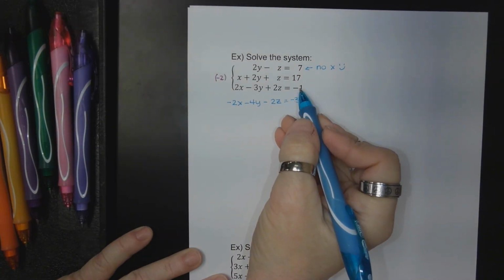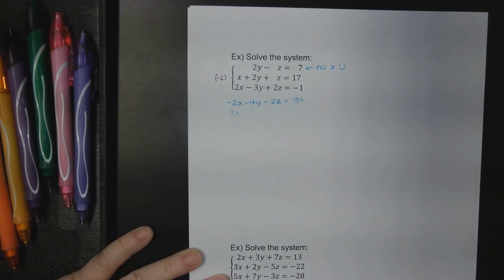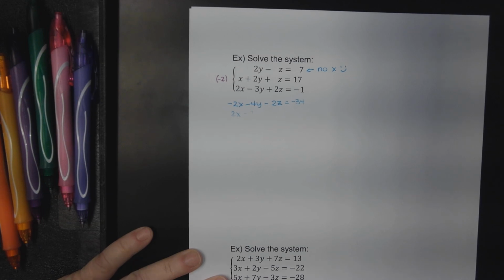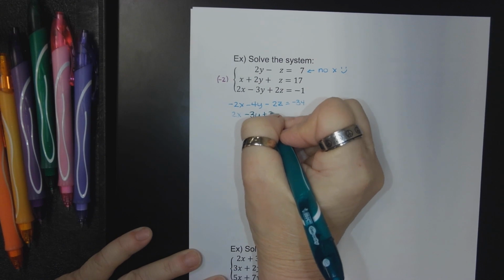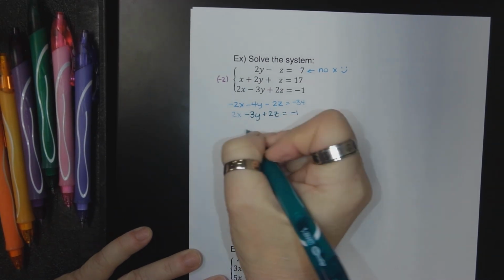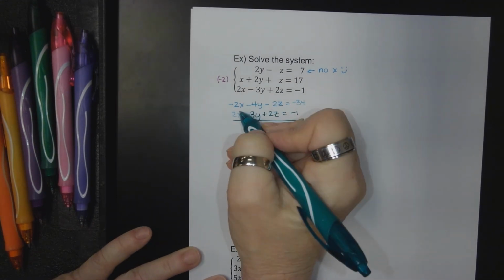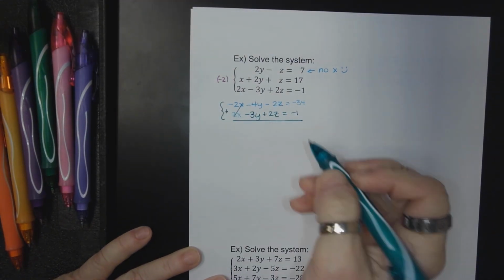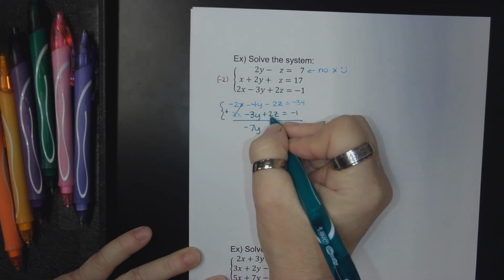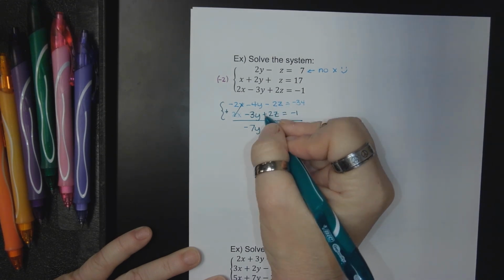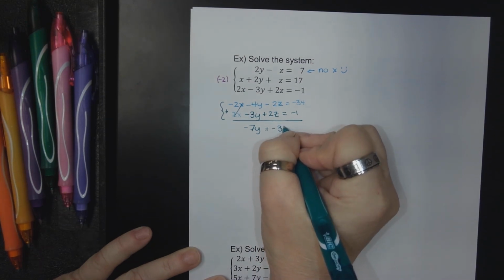Copy and paste. 2x. Why do I keep grabbing that same color? Because that's the color I did this step in earlier. Sorry, guys. -3y plus 2z equals -1. I'm a creature of habit. So what cancels here? Yes, this is a plus. We add these up, we're going to get -7y. This is going to go away, right? It's -2 plus 2, 0. And this is going to equal -35.